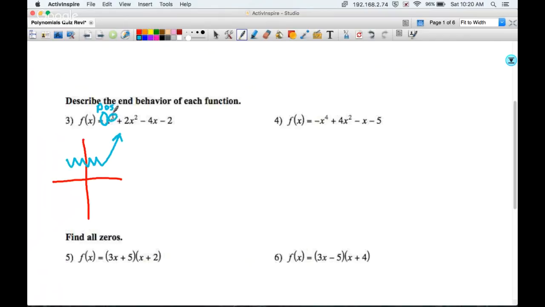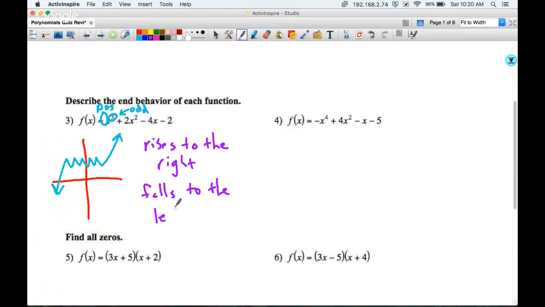All right, and then I look at my biggest exponent. This is odd. And so I know that it's going to have opposite end behavior on the other side. How we say this with words is that this rises to the right and falls to the left. One other way we could say is we just call it going left to right. We go, this is down up end behavior, down dash up. So a lot of different ways to say it.